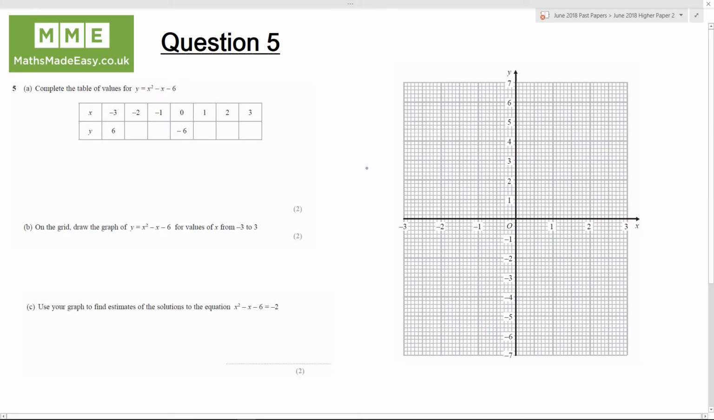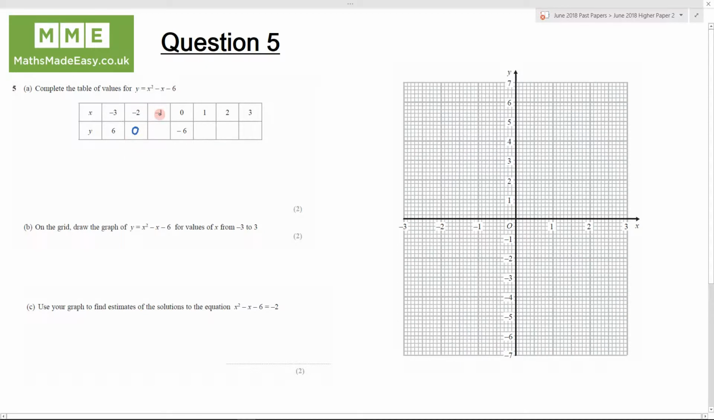Question 5. Complete the table of values for y equals x squared minus x minus 6. So what we have to do is put in our value for x and give out our value for y. So minus 2 squared is 4, minus minus 2 is plus 2, so that's 6, minus 6 gives us 0.